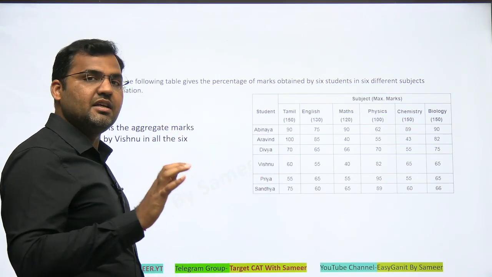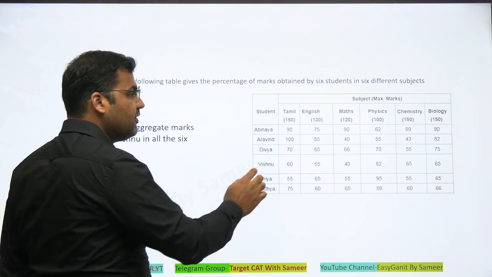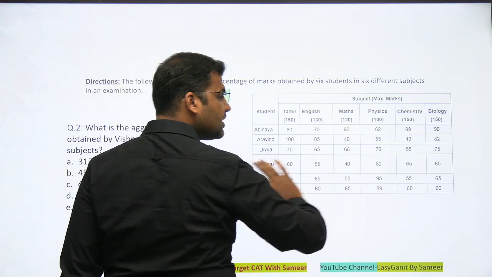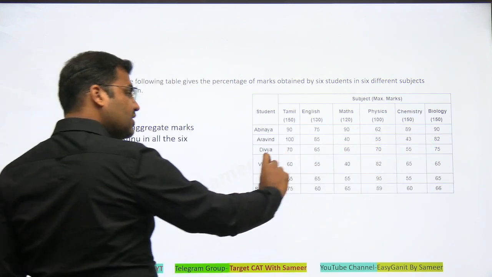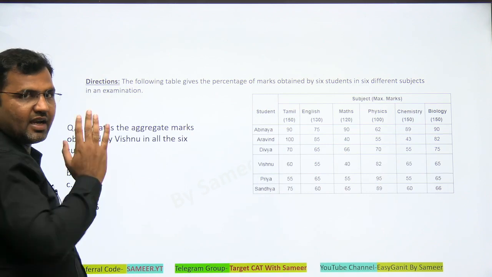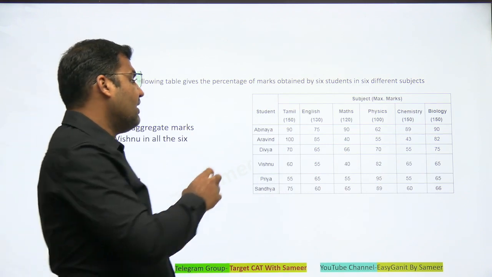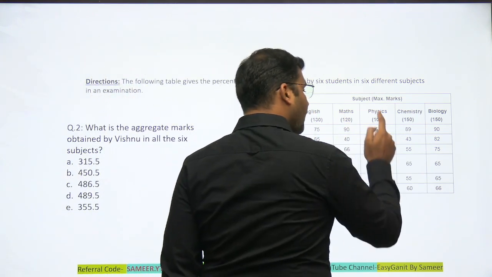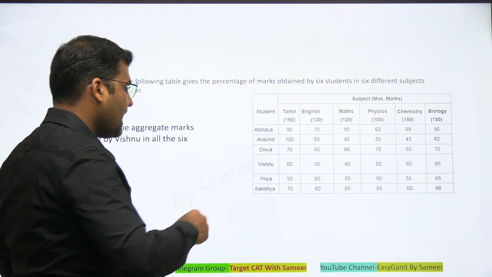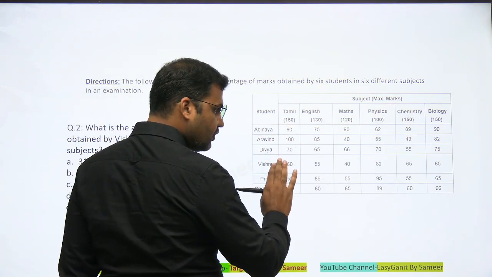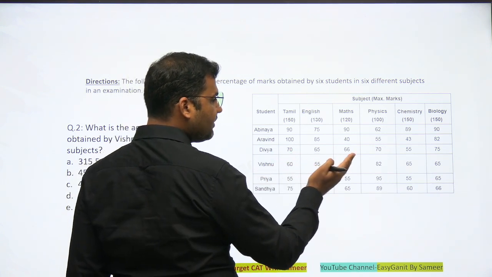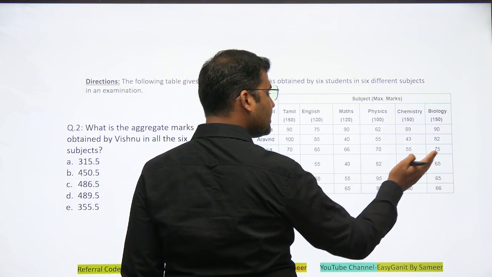I'm sure 99% of you will be first finding 60% of this, 55% of this, 40% of this. Find out all these percentage values, then you will take the addition of it, and finally you will be finding the answer. But you see that finding the percentages of all these values is a difficult task to do. What can I do? I can clearly see the marks of Vishnu lie around 55 to 60: in some subjects he is getting 60, then 55, then 40, 82, 65, 60.